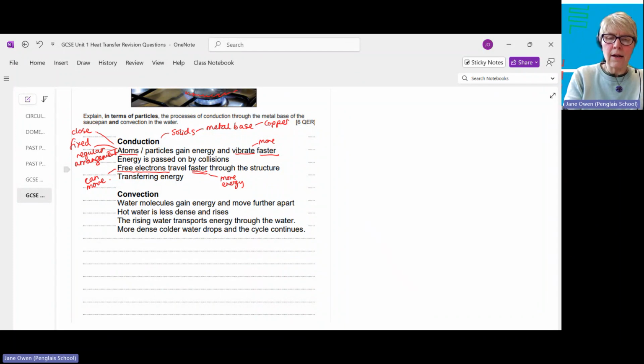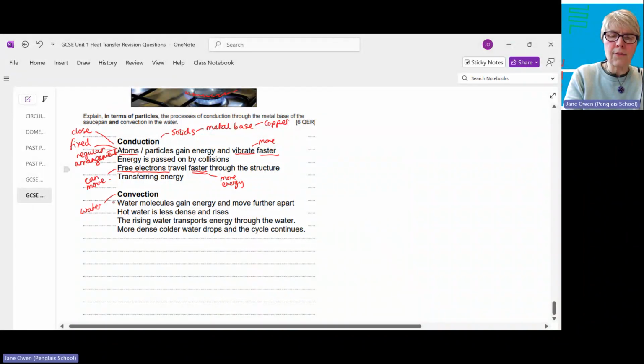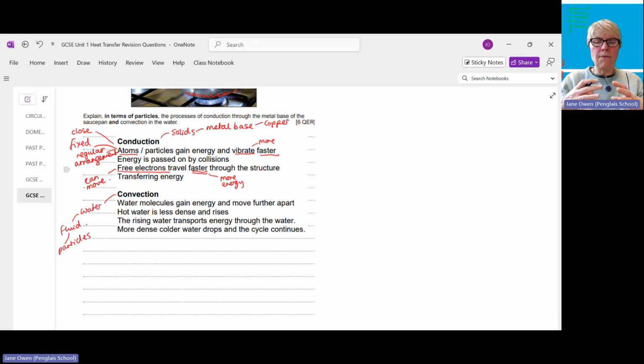Convection then occurs inside the water. It occurs inside the fluid because the particles can move around. And they move around because they have different energies, and therefore the volume that the particles occupy expands. So let's have a look at this.